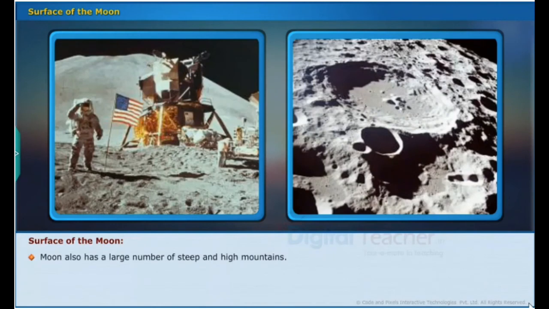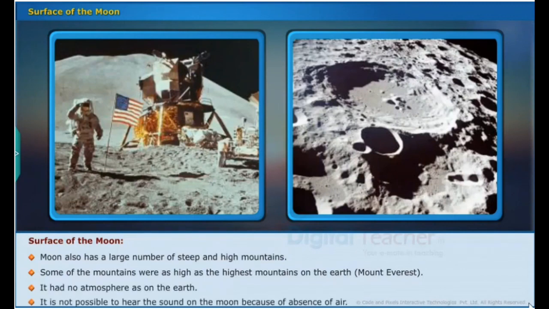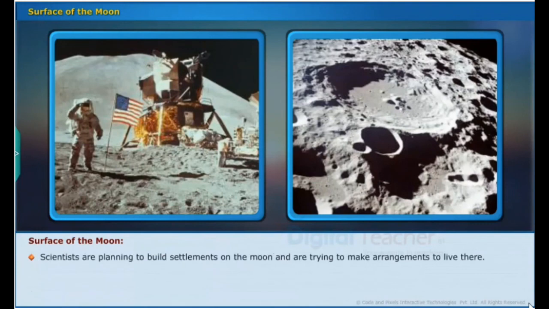The moon also has a large number of steep and high mountains. Some of the mountains were as high as the highest mountains on the earth. It has no atmosphere as on the earth. It is not possible to hear sound on the moon because of the absence of air.